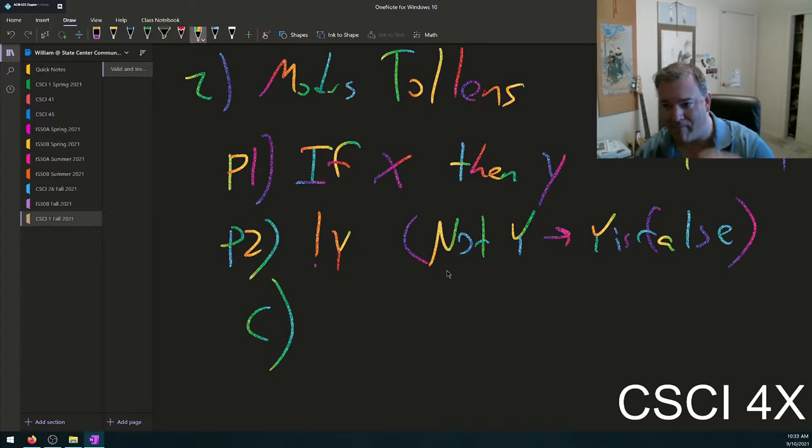So this is actually important, so pay attention to this. If X is true, it must be true that Y is true. So think about this. If X is true, then Y is true. If Y is false, logically speaking, X must be false. Okay.